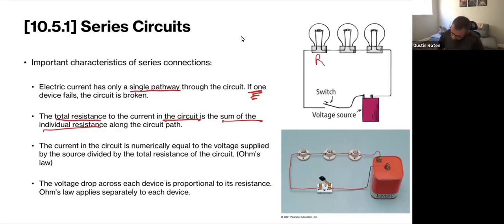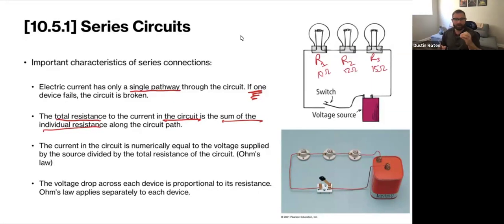So this first one should be an R1. This first light bulb has a resistance. This second light bulb has a different resistance. Like this could be, I don't know, 10 ohms. This one could be 12 ohms of resistance. This one could be 15 ohms of resistance. They could all have different resistances.